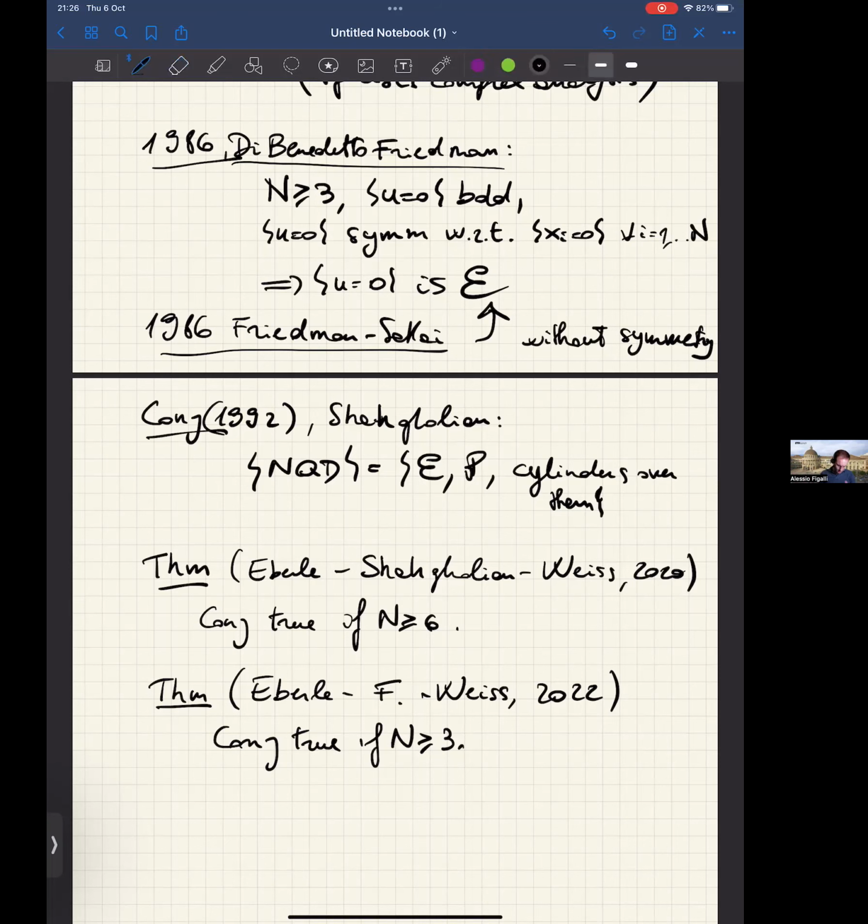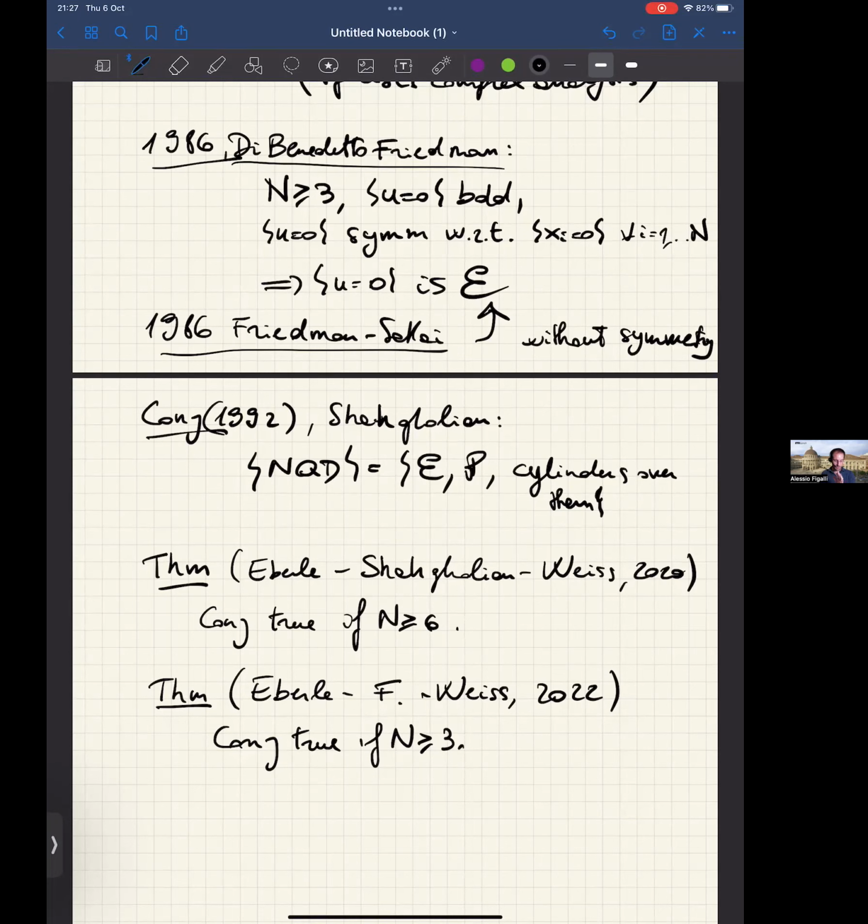When they did it, I also spoke with them. I remember Georg Weiss gave a talk about this result here in Zurich in 2019. They had the idea that by pushing their strategy a lot, they could get 4 and 5. So they had the feeling that 4 and 5 was within reach. But it was rather clear to them that the three-dimensional case was really out of reach.